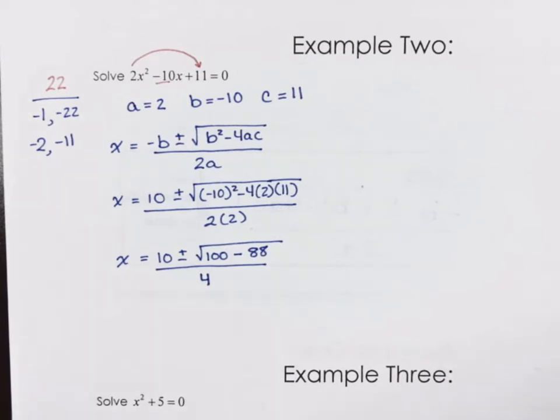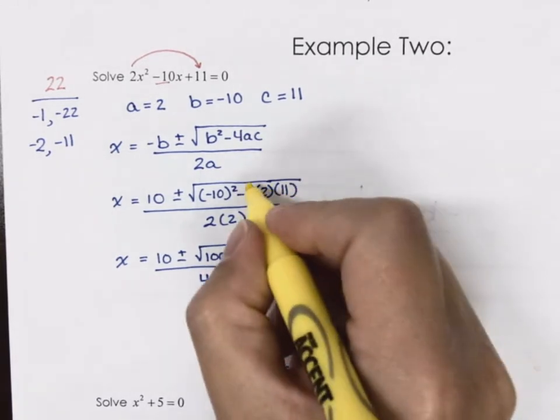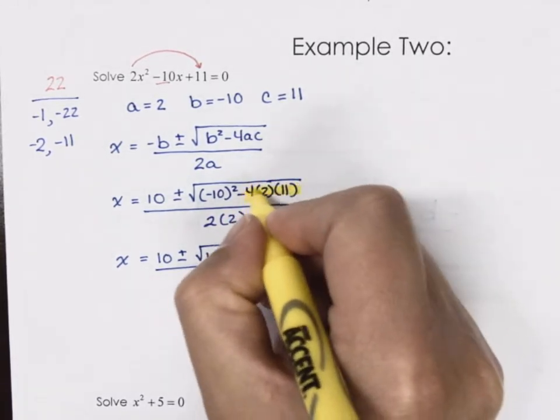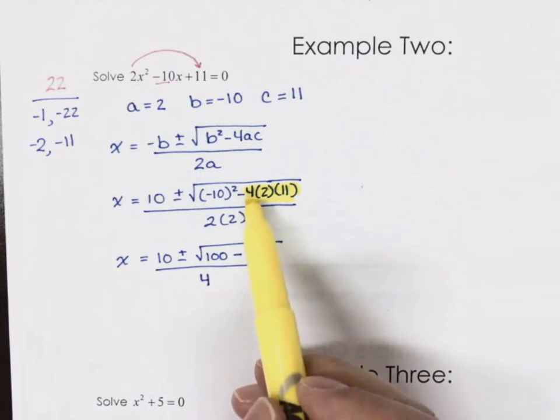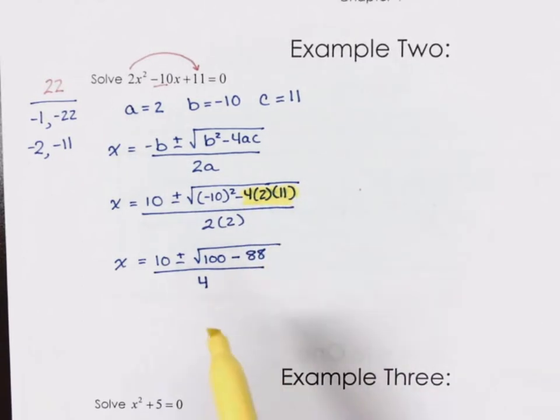And again, if you're looking at this, just grab my highlighter. I'm looking at it as a subtraction. +4 times +2 times +11 is going to give me a +88.